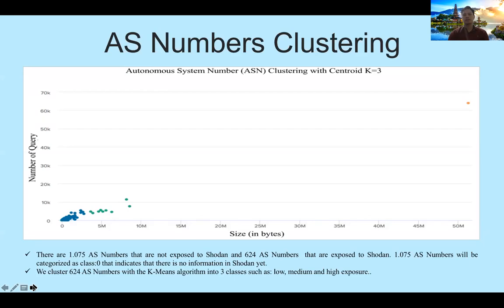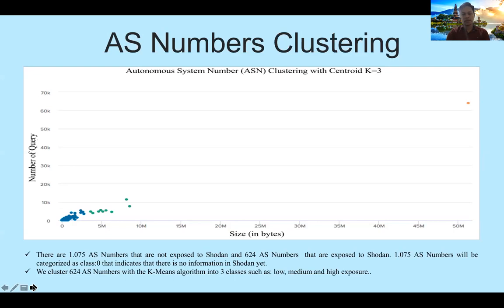Next, we cluster the AS numbers from Indonesia in Shodan. In our dataset, there are 1,075 AS numbers that are not exposed to Shodan, and 624 AS numbers that are exposed to Shodan. We categorize the 1,075 AS numbers as class 0, which indicates there is no information in Shodan yet. We will cluster the 624 AS numbers with the K-means algorithm into classes such as low, medium, and high exposure.